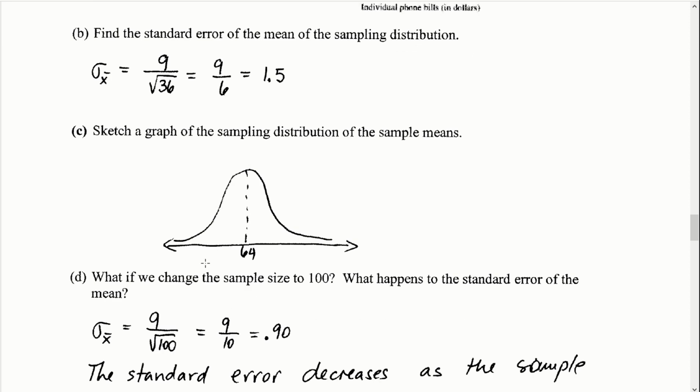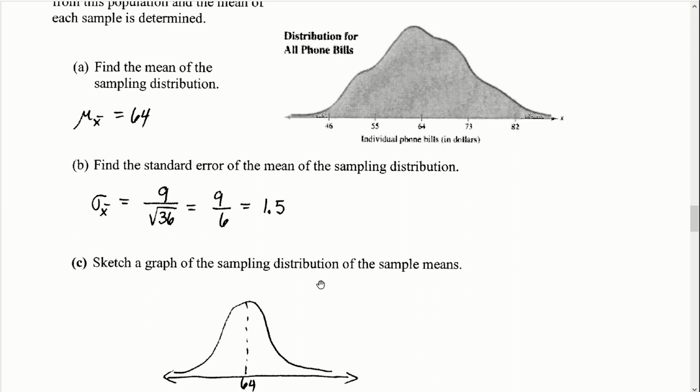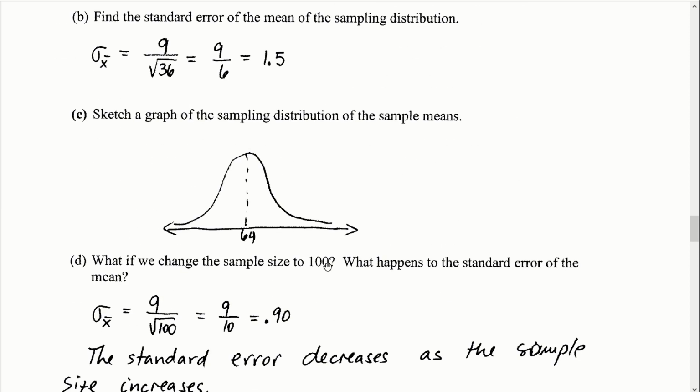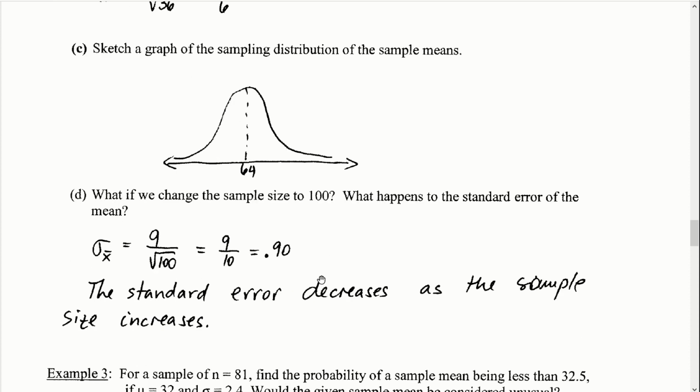Part D asks what happens if we change the sample size to 100? Well, our sample originally was of size 36. If we're increasing it, then we know sigma sub x bar will go down, but let's just compute that to verify. Sigma sub x bar in this case is going to be the standard deviation divided by the square root of the sample size. That's going to be 9 divided by the square root of 100, which is going to work out to be 0.90.